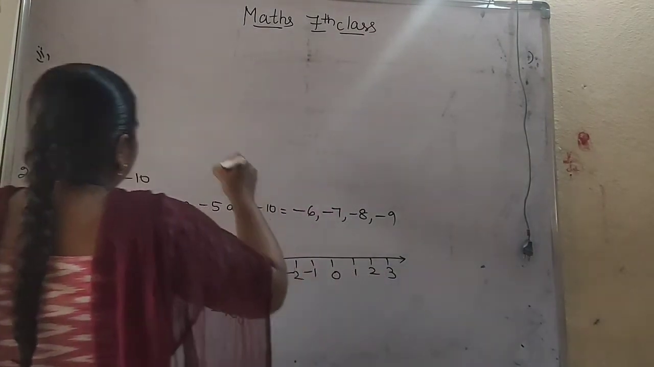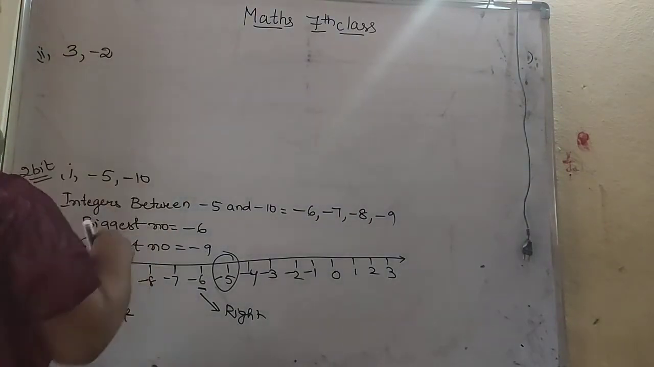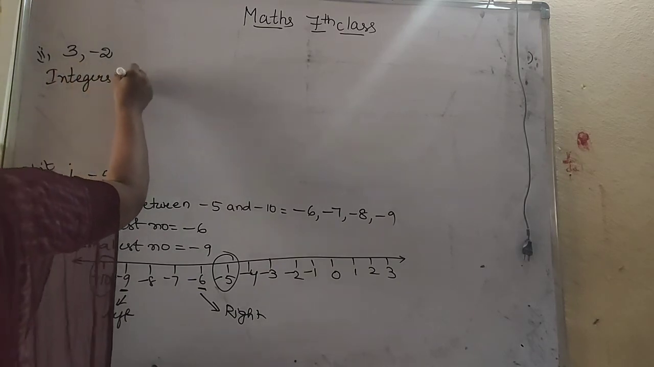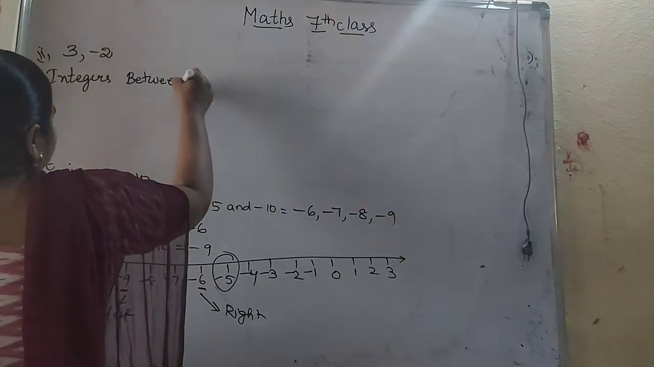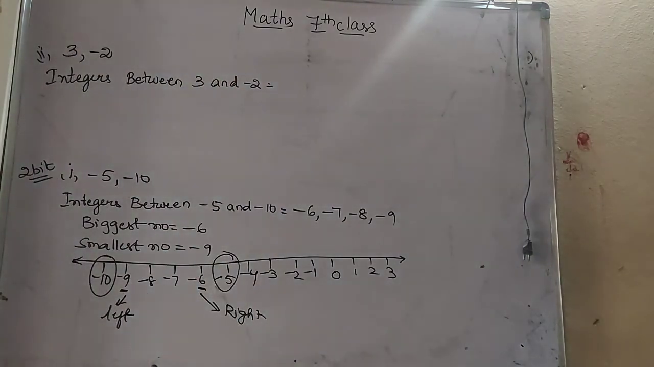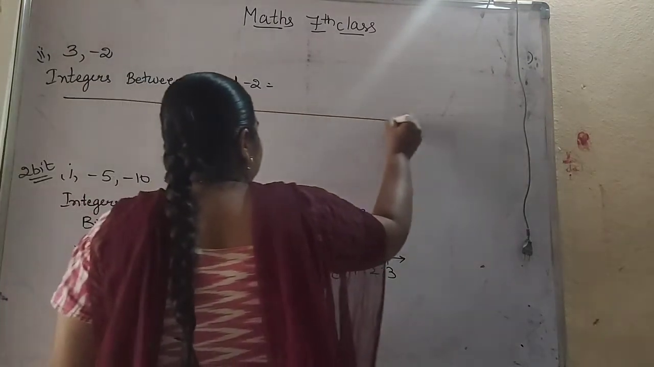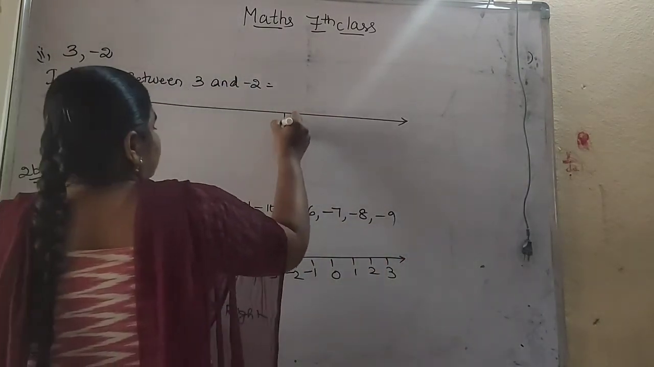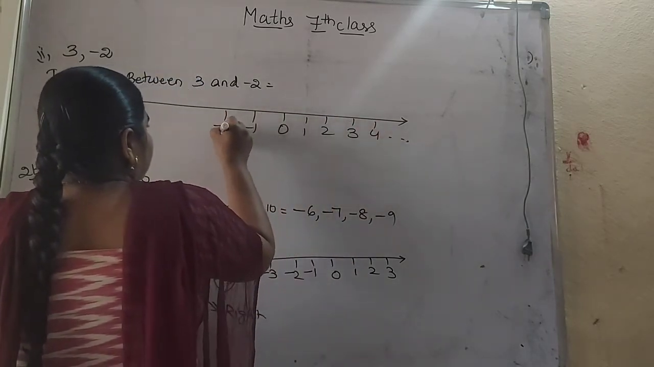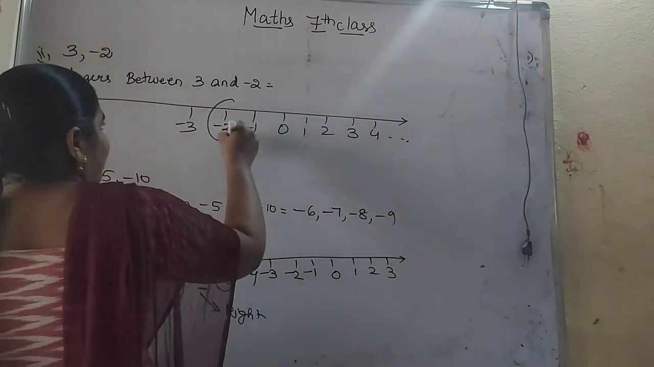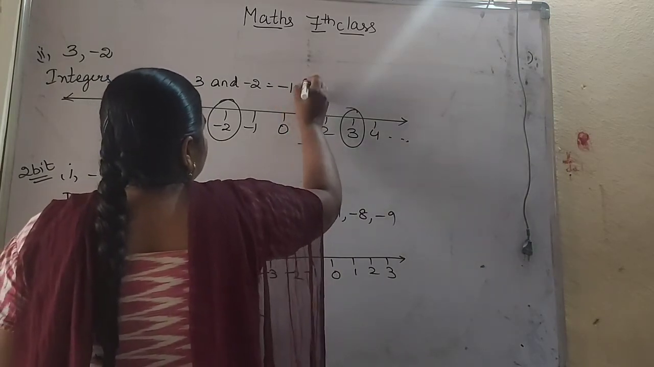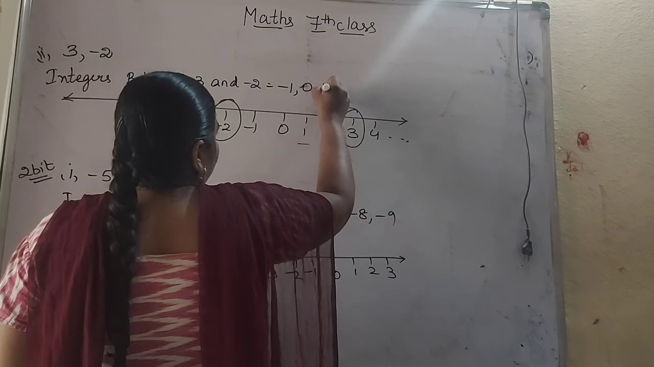Second one: 3 comma minus 2. We have to write the between integers. What are the between integers for 3 comma minus 2? You can draw a number line. They are asking about minus 2 and 3. What are the between numbers here? The between numbers are minus 1, 0, 1 and 2.